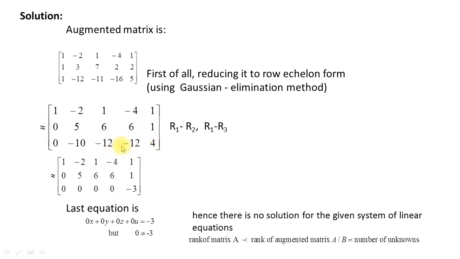So dear students, note that at this stage we obtain this form, and the last equation is 0 0 0. This is matrix A. So the rank of matrix A is 2 and the rank of the augmented matrix is 3. The rank of matrix A is less than the rank of the augmented matrix, and you see here 0 is equal to minus 3. It makes no sense. 0 does not equal minus 3. So this system has no solution.